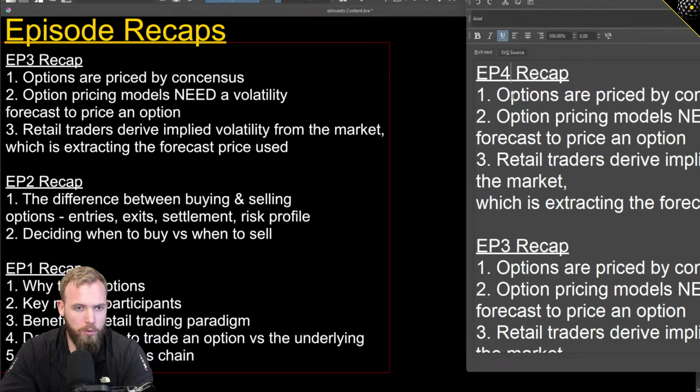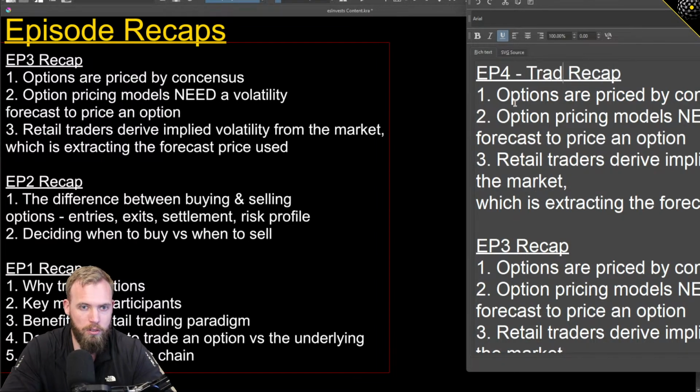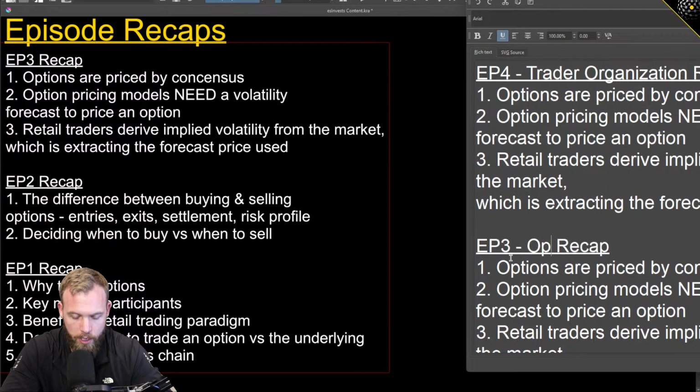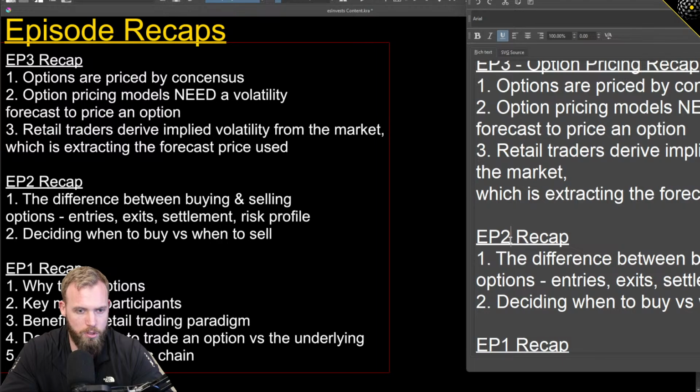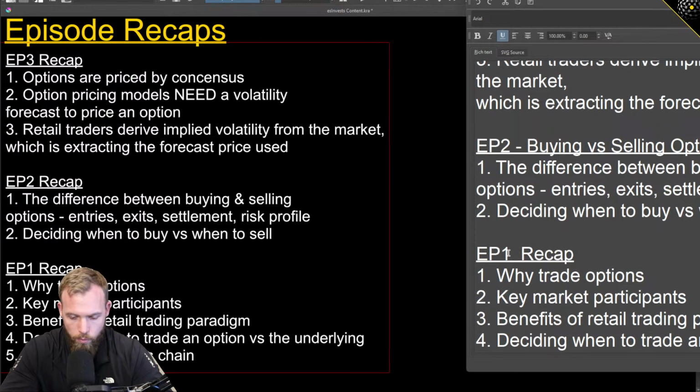So this was trader organization. This was option pricing. This was buying versus selling. This was 101 recap.